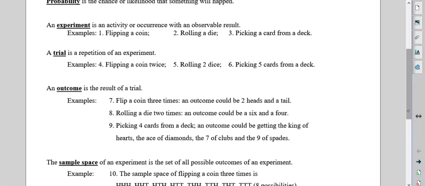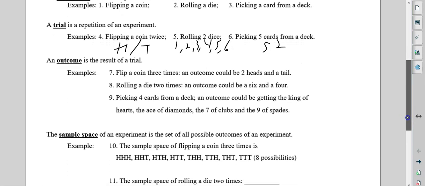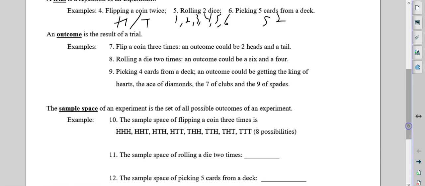Think about it. When you flip a coin, you could get heads or tails. If you roll a die, you're going to have a 1, a 2, a 3, a 4, a 5, or a 6. And picking 5 cards from a deck, I'm not going to write them all down, but you've got 52 cards and a combination, like we did in the previous chapter, of those 5 cards could happen. Okay? And so, the outcome, more specifically, is the result of that trial.